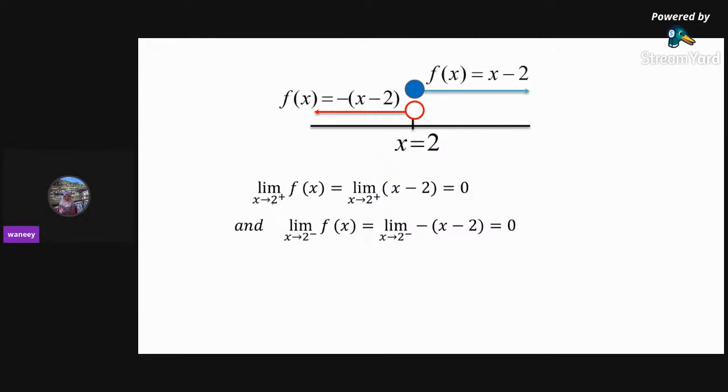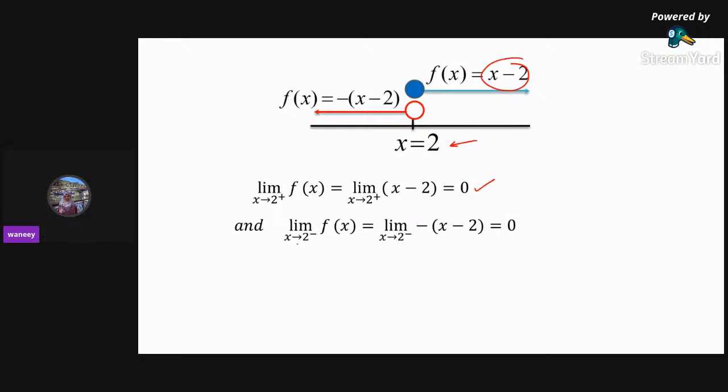Right, so now the limit as x approaches 2 from the right hand side. So this is 2 on the right hand side. The function is x minus 2. So this is the limit as x approaches 2 from the right hand side. The function is x minus 2. And if you substitute x with 2, you are going to get 2 minus 2, which is simply equal to 0. So this is approaching 2 on the right hand side.